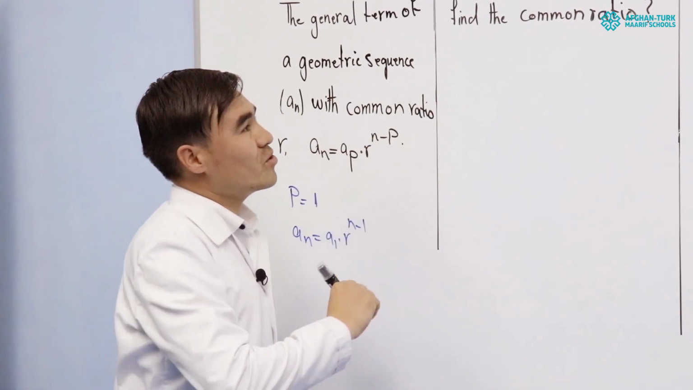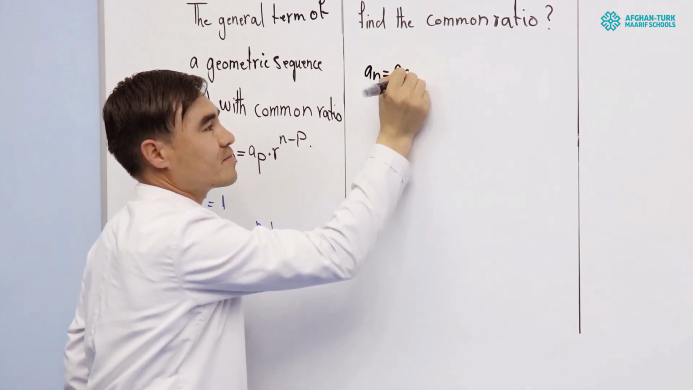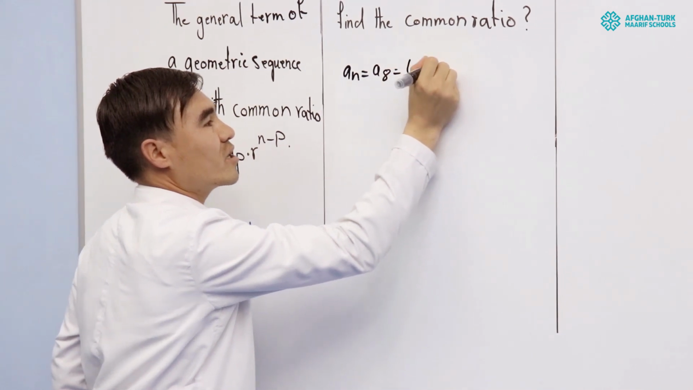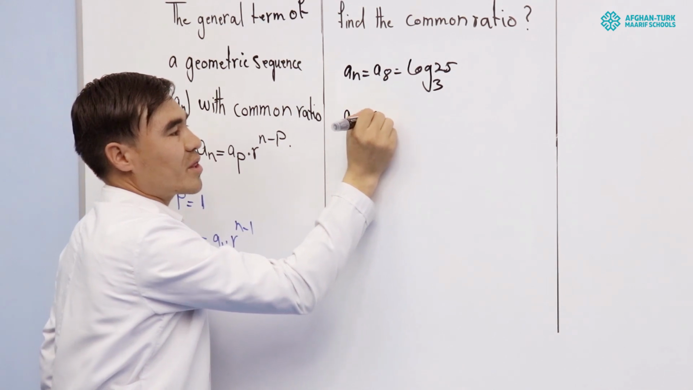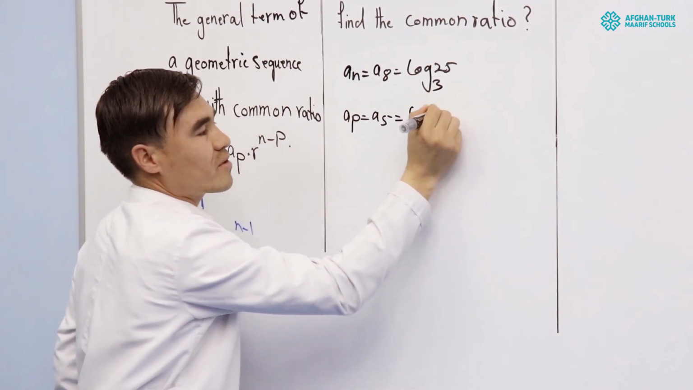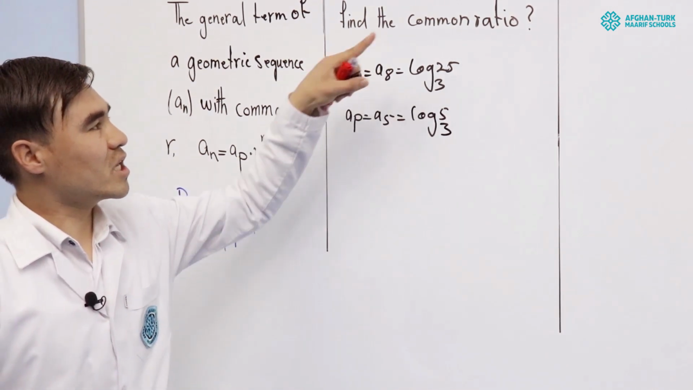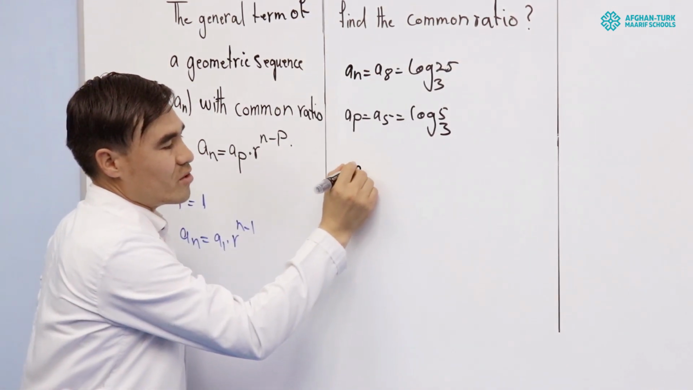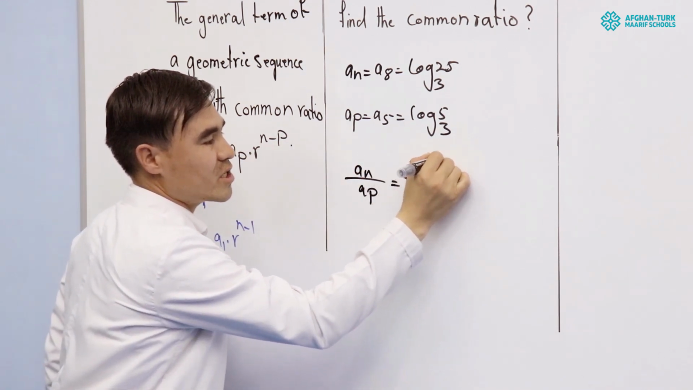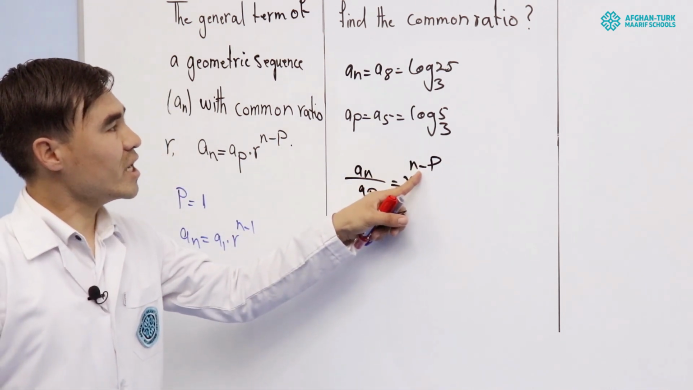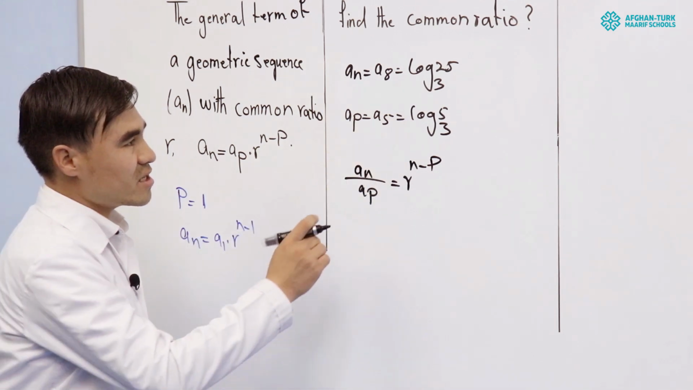For this reason, I substitute a_n as the eighth term, which is given to us as log of 25 to base 3, and a_p as a_5, which is log of 5 to base 3. How can we find the common ratio? I can use a_n over a_p equals r to the power of n minus p. Here n is the number 8 and p is the number 5. And this is very easy.